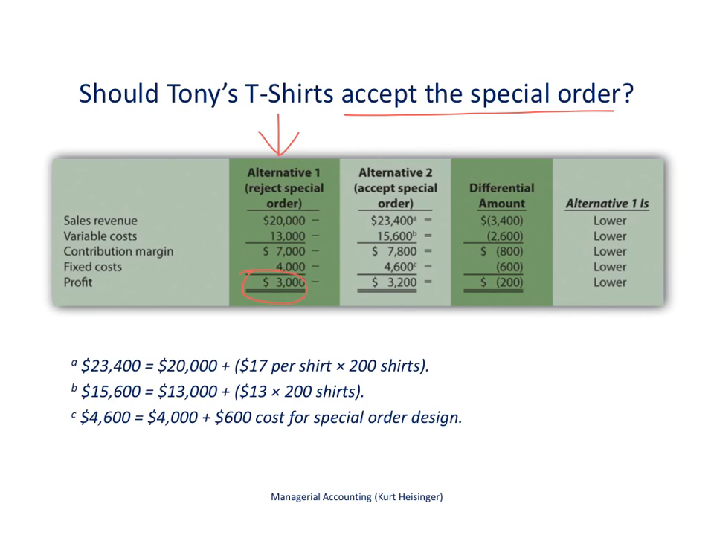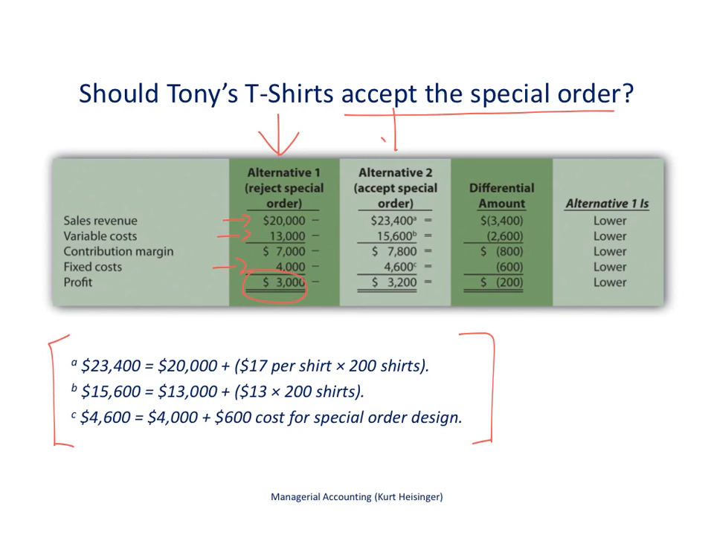1,000 is our normal number of sales at $20 per shirt. So that's where this 20,000 comes from, 1,000 times 20 bucks. The 13,000 in variable cost comes from the $13 per shirt times 1,000 shirts, and I gave you the fact that we have typical monthly fixed costs of $4,000. So our profit in a typical month is $3,000. And the footnotes down at the bottom can help you to see where the numbers come from, especially as we move over into the next alternative.